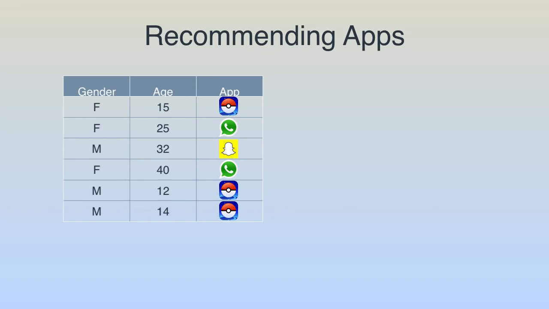Okay, so now another example. We are the App Store, or Google Play, and our goal is to recommend apps to users. So to each user, we're going to try to recommend them the app that they are most likely to download. We have gathered a table of data that we're going to use to make the rules, and the table contains 6 people. For each one of those 6 people, we have recorded their gender and their age and the app they downloaded. So for example, the first person is a 15-year-old female and she downloaded Pokemon Go.